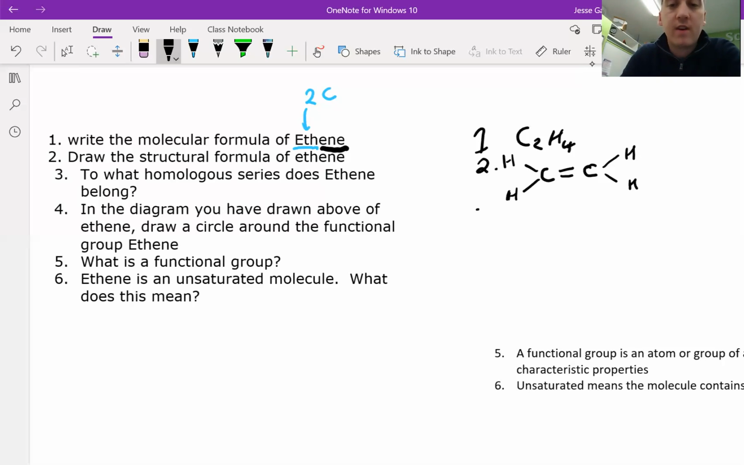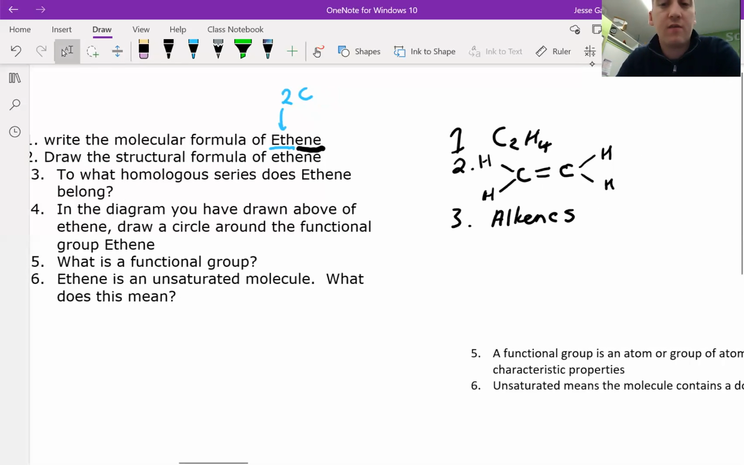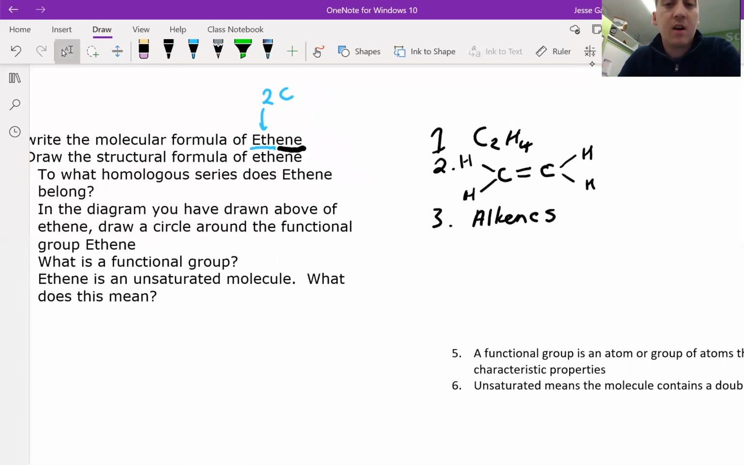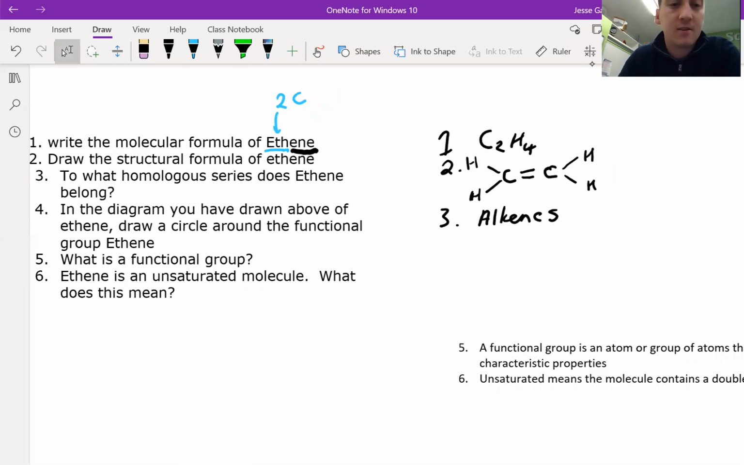Right, question 3. To what homologous series does ethene belong? Ethene belongs to the alkenes. It's an alkene. Its name ends in E. It's got a double bond. It's an alkene, so it belongs to the alkenes. So you should have written as a full sentence, ethene belongs to the homologous series, the alkenes.